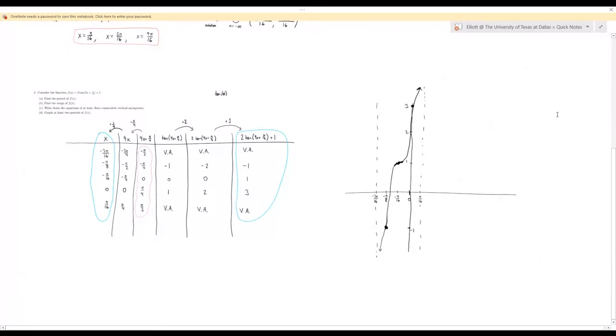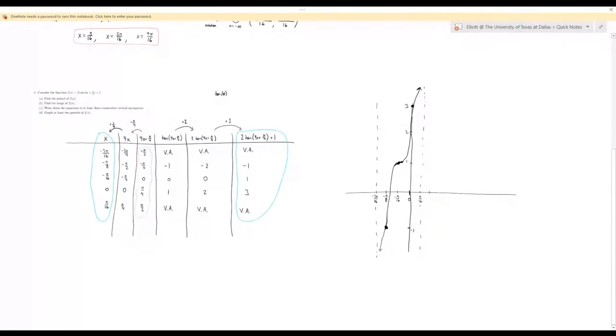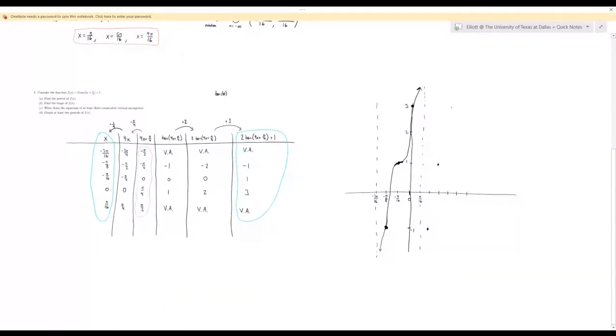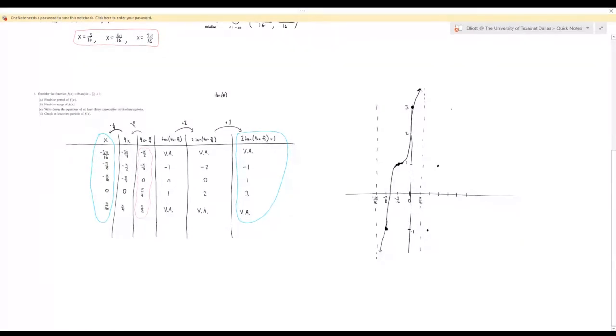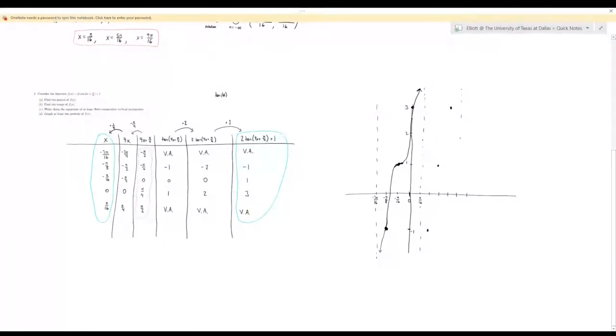And then if you want to graph another period, you can just imitate what we just did. Okay. So then next we have a point at -1, +1, and 3 here or so. And then we should have a vertical asymptote here again.